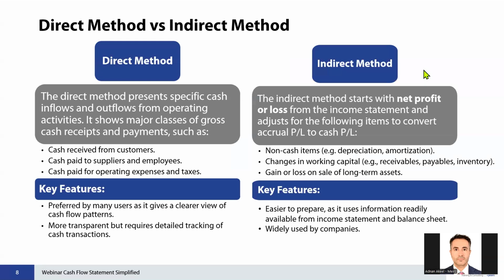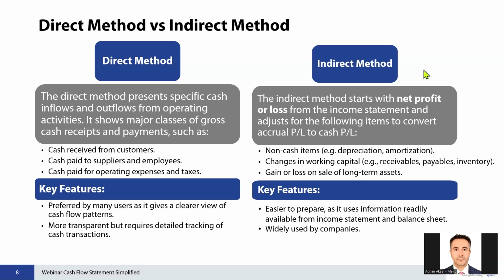Here I have a high-level comparison between direct and indirect. If we follow the direct method, the aim here is to present very clearly, from an operating perspective, the cash received and paid. As we understand, the main source of cash from an operating perspective is the cash received from customers, obviously from selling our products or providing our main services. So cash received from customers needs to be clearly presented.